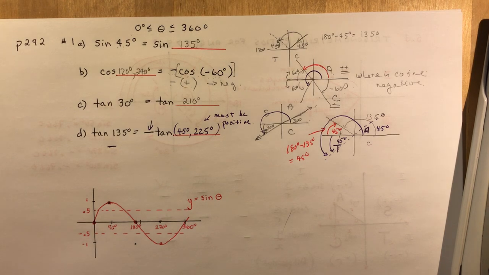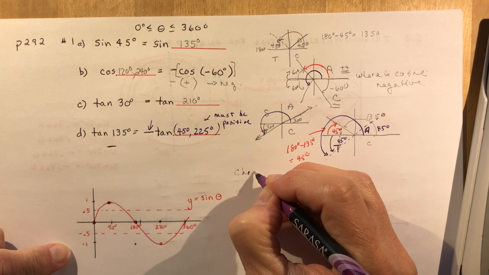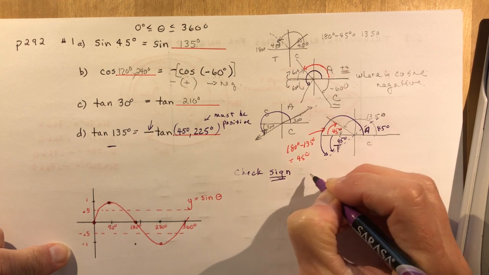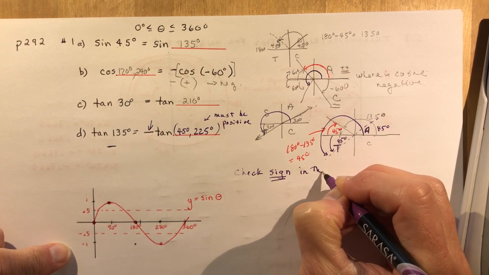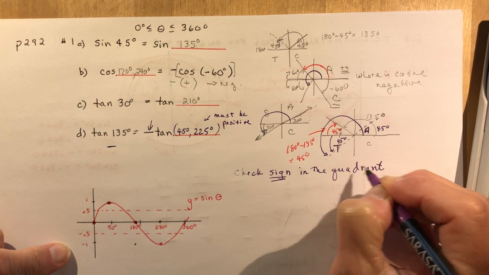It is very confusing, but you have to get your mind around it and just take the time to figure out the sign. Check the sign, right? You want to know what is the sign, S-I-G-N, sign, in the quadrant. So you want to make sure you know what value you're looking for.